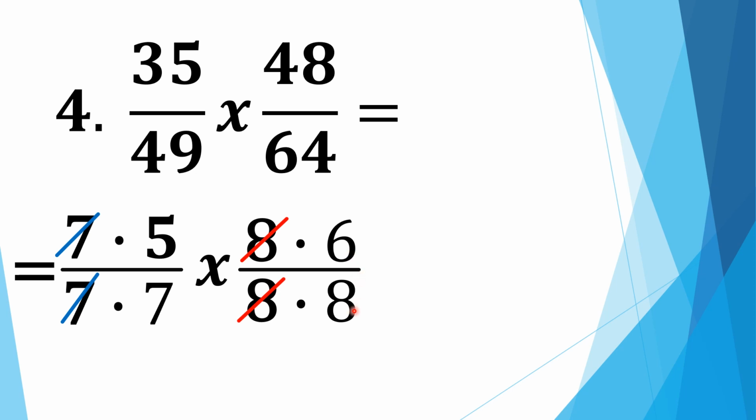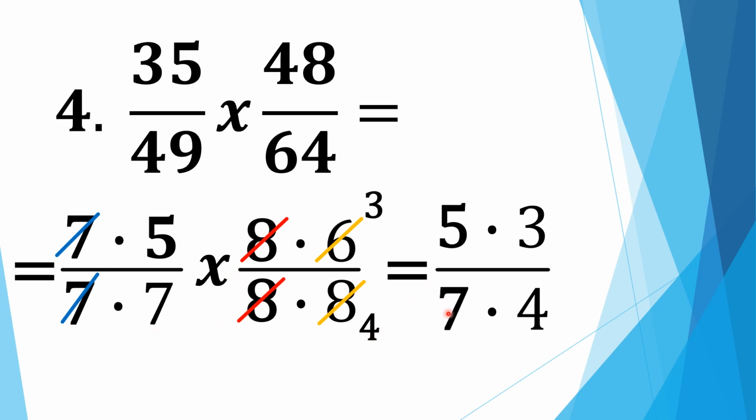Next, we can simplify 6/8 by dividing by its greatest common factor. So, the greatest common factor of 6 and 8 is 2. So, 6 divided by 2 is equal to 3. 8 divided by 2 is equal to 4. So, we have here 5 times 3, the numerators, and 7 times 4, the denominators. 5 times 3 is equal to 15. 7 times 4 is equal to 28.